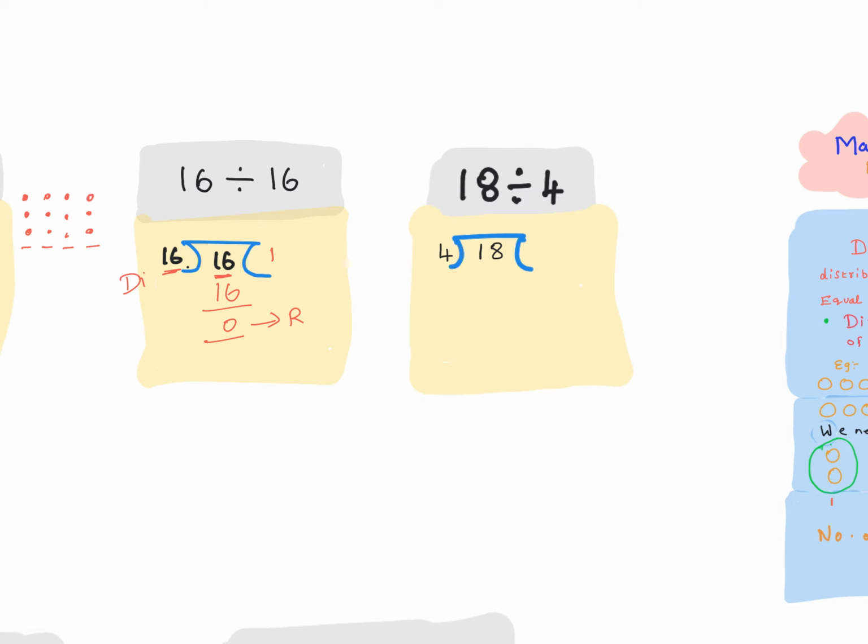Next example: 18 divided by 4. Here 4 is the divisor and 18 is the dividend. Now we will find the quotient as well as the remainder. In the 4 times table, how many times? The nearby one, 4 fours are 16. So the balance is 18 minus 16, which is 2. This is called the remainder. This is called the quotient. This is called the divisor, and 18 is called the dividend.